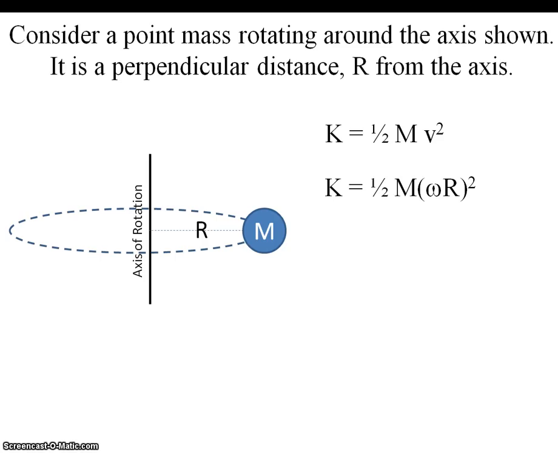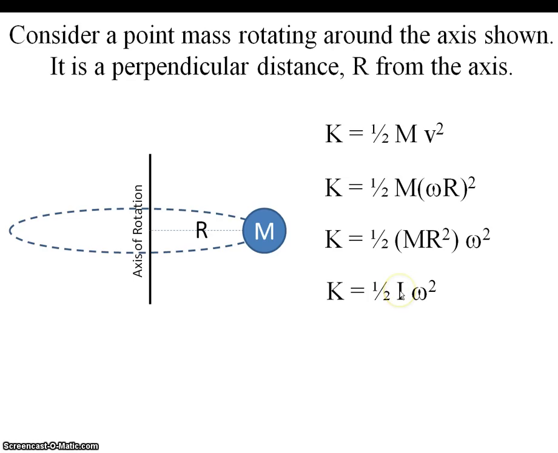Now after this I'm going to reorganize the terms a little bit so that I have 1/2 times mr squared times omega squared. And this looks a lot more like our formula that we started with, except instead of mass we have now the term mr squared. And instead of v squared, we have omega squared. So what we have is a rotational version of our formula for kinetic energy. And it can be rewritten in this form.